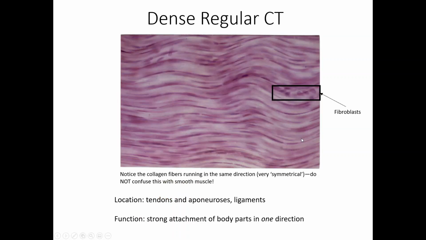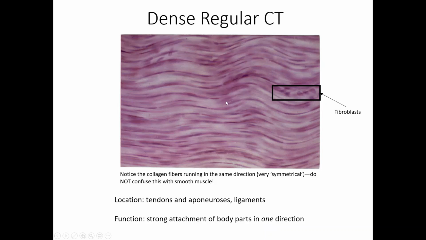All right, dense regular connective tissue. I usually just call this one pink waves. You will notice that all of these pink things are collagen fibers, and they all run in the same direction. They're very symmetrical. You can see these cells over here. These are your fibroblasts that are cranking out those collagen fibers, but notice the symmetry here. There is a reason for that. This is good for strong attachment of body parts in one direction. This is what your tendons and your ligaments are made of.